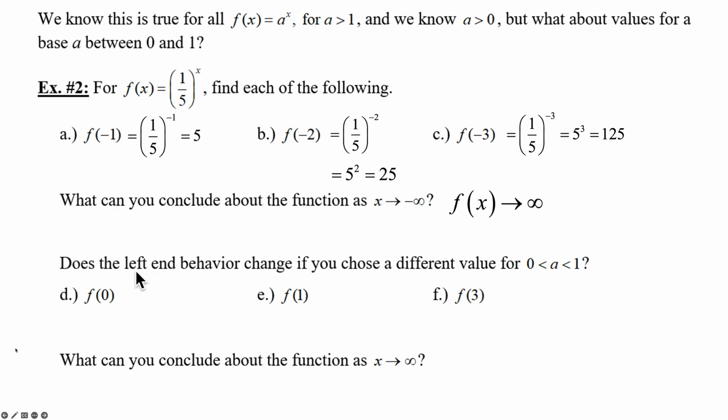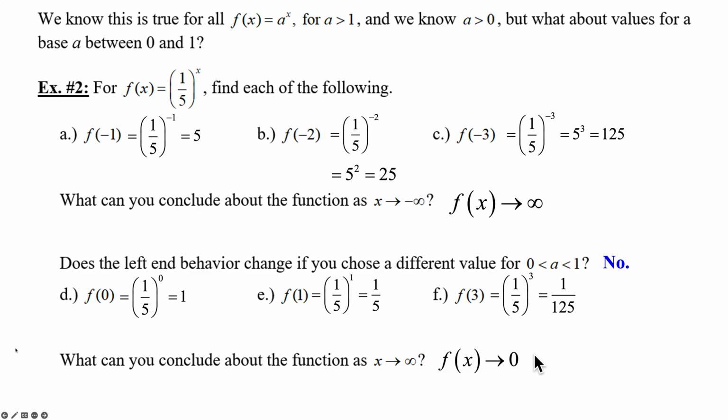Okay, does the left-hand behavior change if you choose a different base? Nope, still stays the same. Doesn't matter what fraction between 0 and 1. But if we go to non-negative powers, 1/5 to the 0 is 1. 1/5 to the first is 1/5. 1/5 to the third power is 1 over 125. Now we're going smaller and smaller again. So now again, we're approaching 0. So we still have our horizontal asymptote at y equals 0.